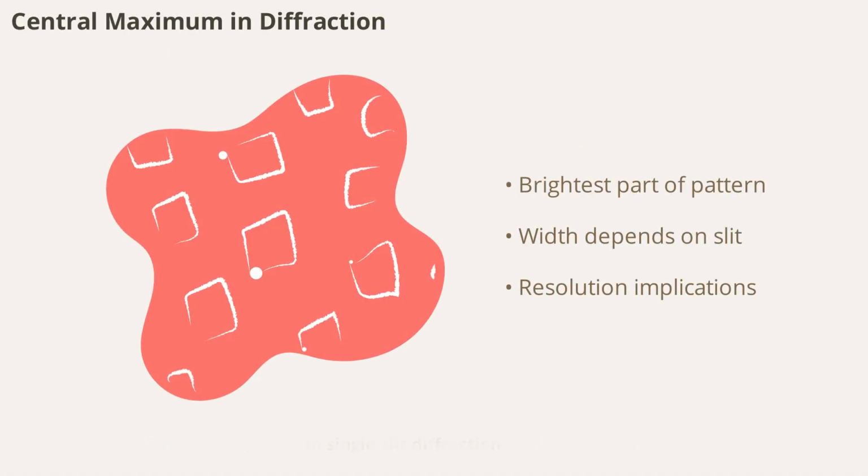In single-slit diffraction, the central maximum is the brightest and widest part of the pattern. Its width depends on the wavelength of light and the width of the slit. The central maximum contains most of the light energy, with intensity decreasing in the side fringes. This feature is important for understanding the resolution limits of optical instruments.